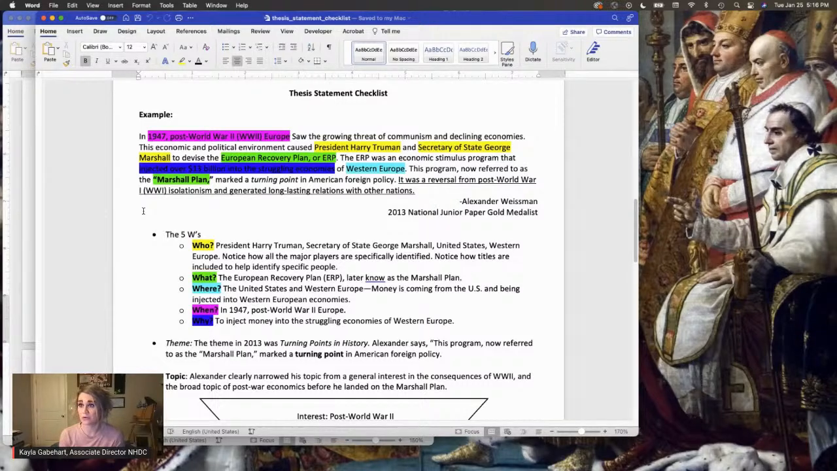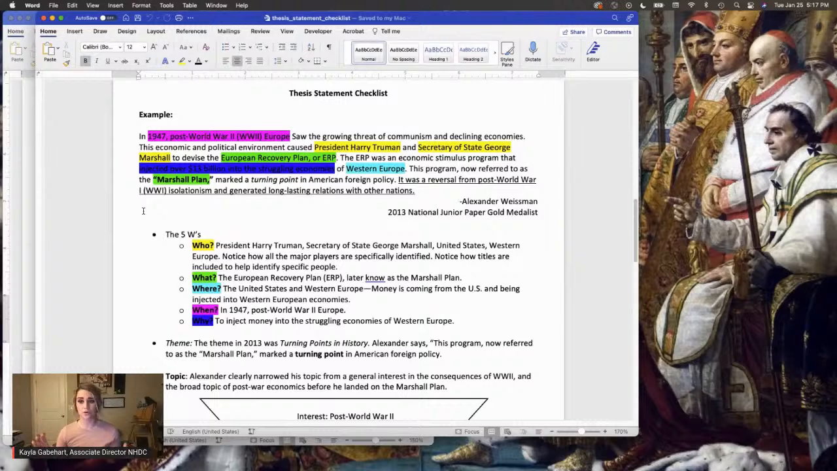This program, now referred to as the Marshall Plan, marked a turning point in American foreign policy. It was a reversal from post-World War I isolationism and generated long-lasting relations with other nations. Okay, so when I read that all together, you'll notice it's not one sentence. It's, let's see, 1, 2, 3 sentences. So he has 3 sentences here in his thesis paragraph, his thesis statement. And it sounds really great when we put it together.